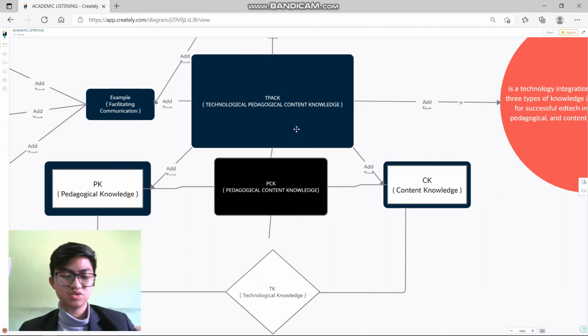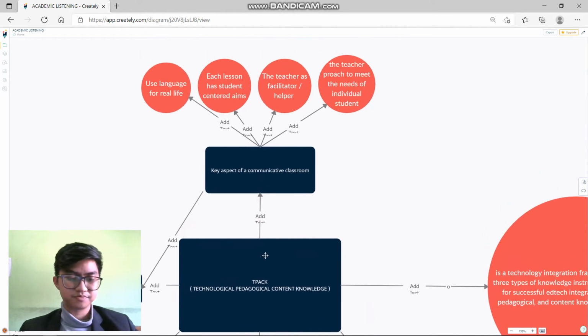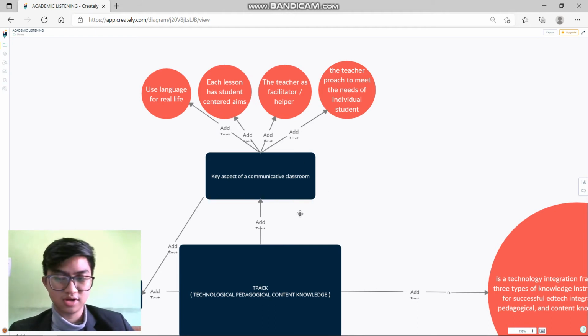Okay, now we go to the aspect of communication. This is a key aspect of a communicative classroom. Okay, the first is use language for real life. Next, each lesson has a student-centered aim. Okay, the third is the teacher as facilitator or helper. And then last is the teacher's approach to meet the needs of individual students.